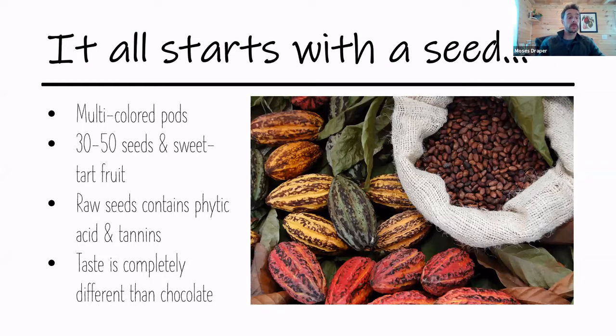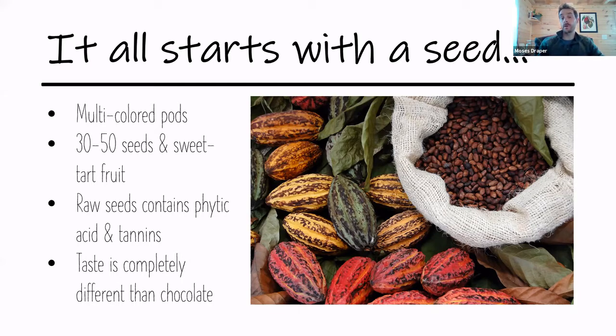So cacao starts with a seed. On the tree, those flowers that we just saw will turn into pods. They look kind of like a Nerf football. They come in many different colors: pinks, oranges, yellows. And inside of that, there's about 30 to 50 seeds and a sweet, tart pulp or fruit. The fruit is in and of itself a food source, but when we're processing it further to make chocolate, cacao, etc., the fruit is an essential part of the fermentation process.